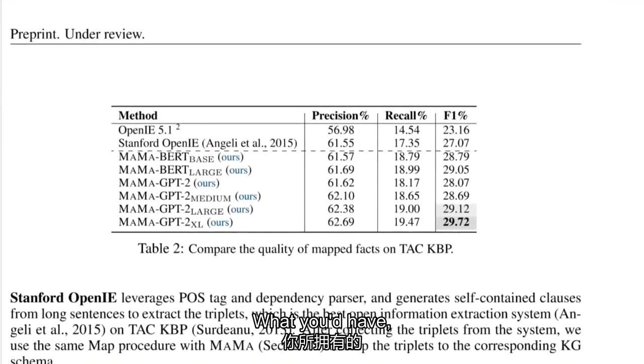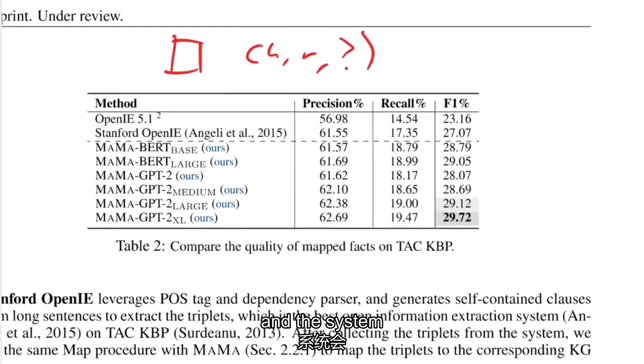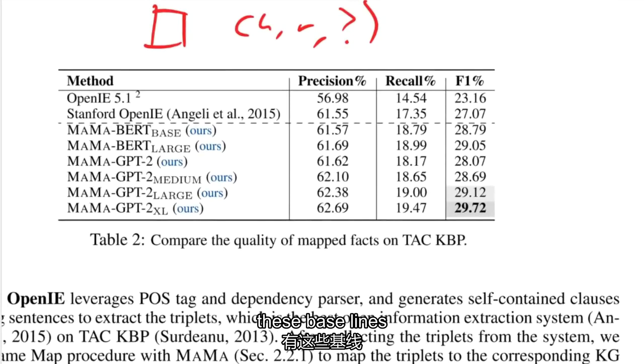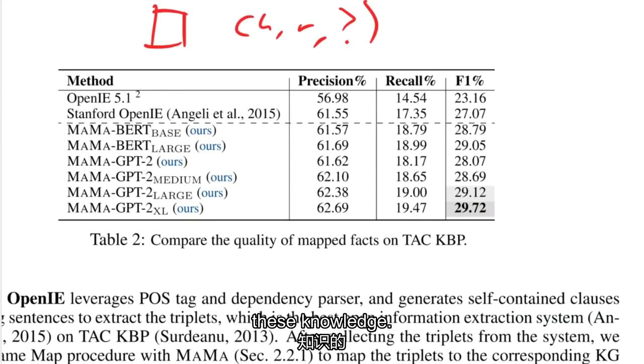So in these tasks, what you'd have is a head and a relation given. You have a document, you are given a head and a relation, and you're asked, what's the tail of this? And then you ask the system, and the system will tell you. So you have these baselines, and I believe they are specifically made to extract these knowledge representations. They might even be trained.